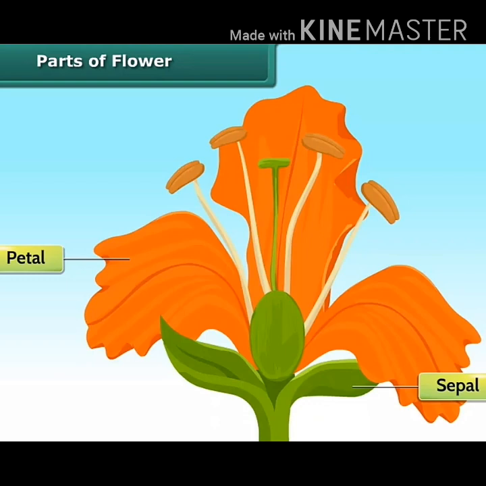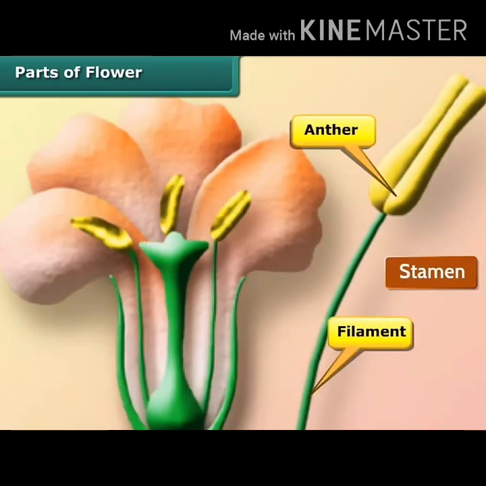The second part that is highlighted over here is sepal. The role of sepal is to protect the unopened flower. Next part of a flower is stamen. Stamen is the male reproductive part of flower. Stamen consists of two important parts known as anther and filament. First of all, anther. Anther is generally yellow in color and carries pollen. It is held by a thread known as filament.